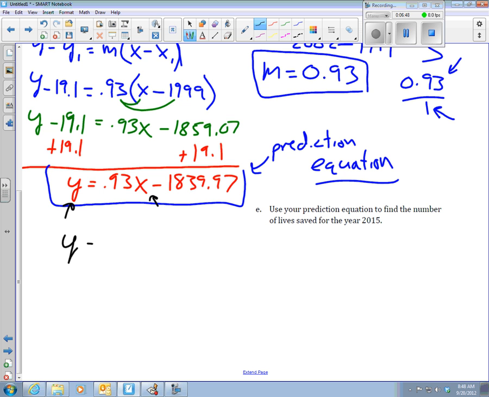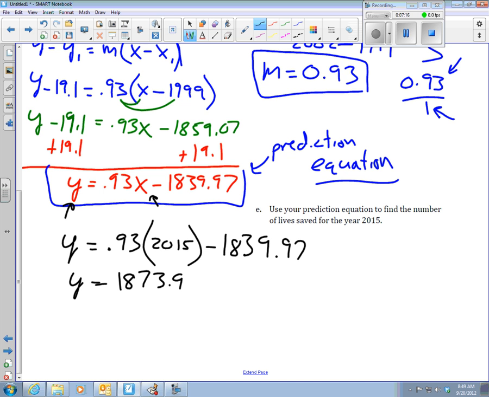I'm going to say y equals 0.93 times 2015 plus, minus 1,839.97. Okay, and we solve this. When I multiply 0.93 times 2015, I get y equals 1873.95 minus 1,839.97 for a grand total of 33.98. Now what does that mean?